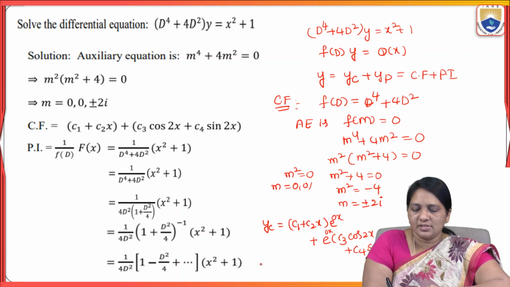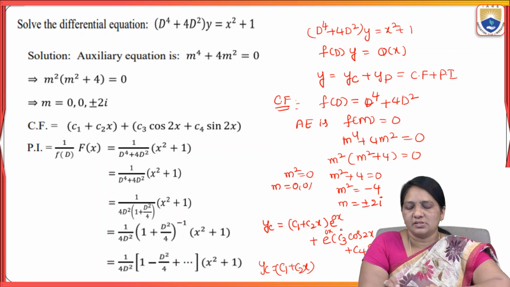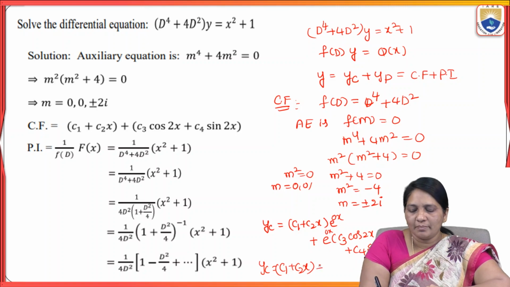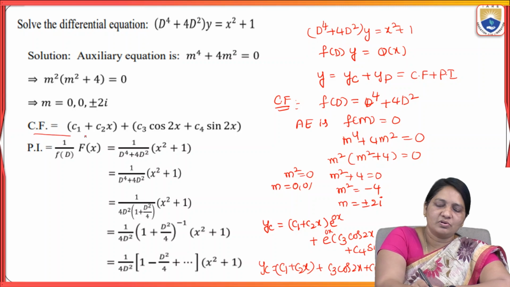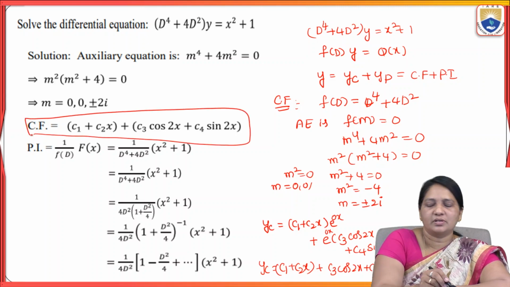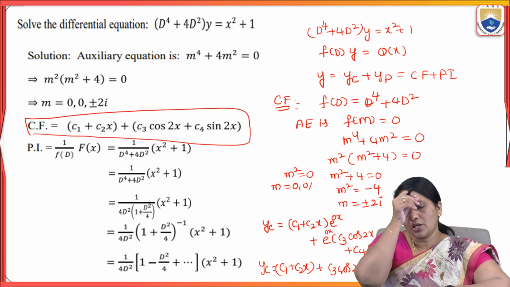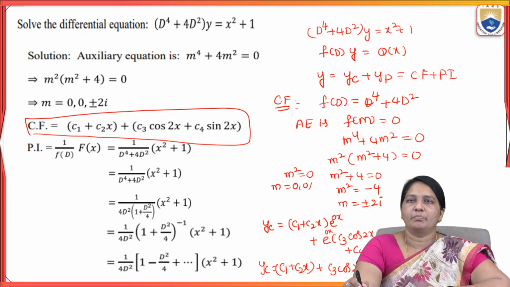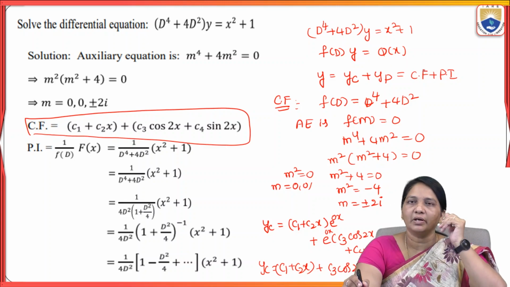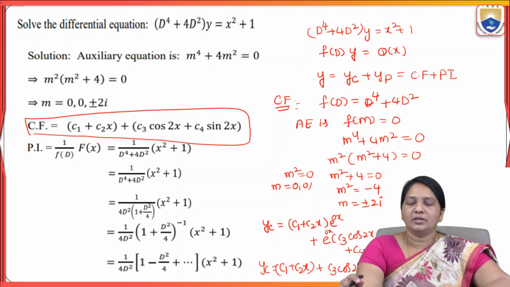So finally this is yc = C1 + C2x in e^x, e^0 is 1, plus here e^0 is 1, C3 cos 2x + C4 sin 2x. So this is only our complementary function. Same value we got here. So that means the first step is completed. Now we are going to find the particular integral.